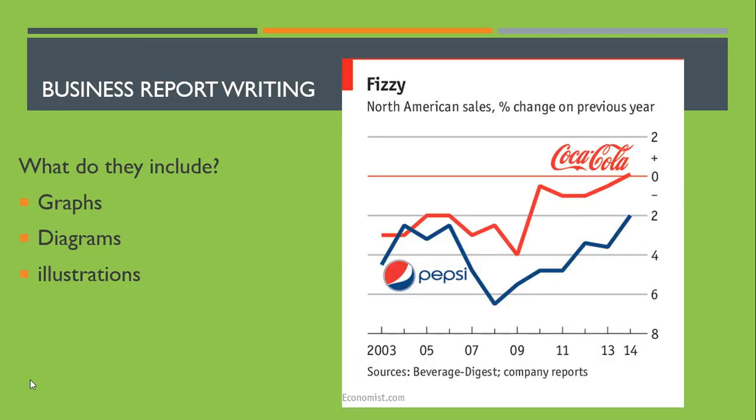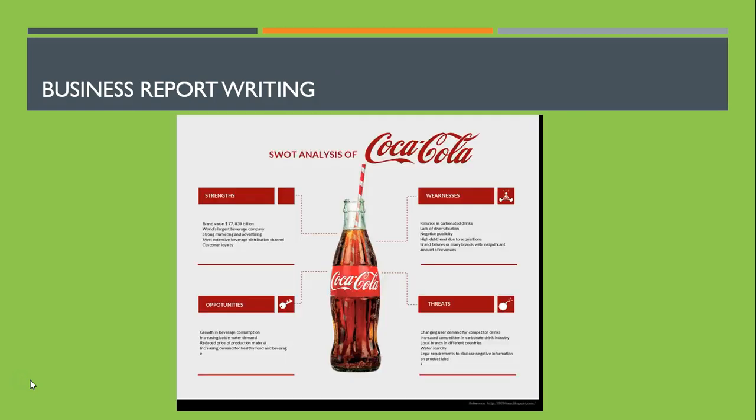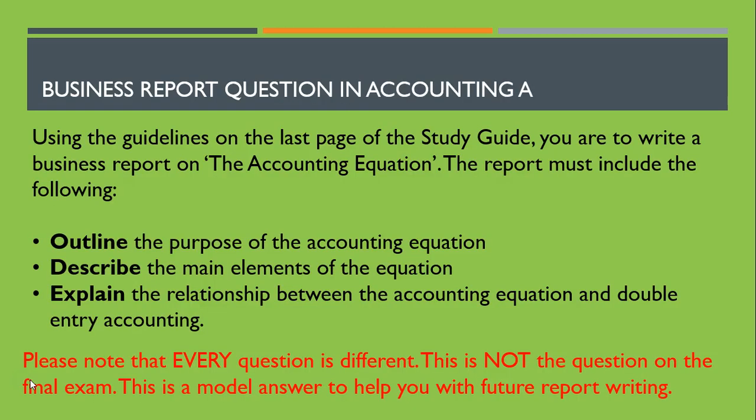Now, in the business world, a report can include graphs, diagrams, and illustrations. For example, Coca-Cola might include this graph to show a comparison of their sales against Pepsi, or this diagram to show their strengths, weaknesses, opportunities, and threats. In Accounting A, we will keep things simple. You are not required to include graphs and diagrams.